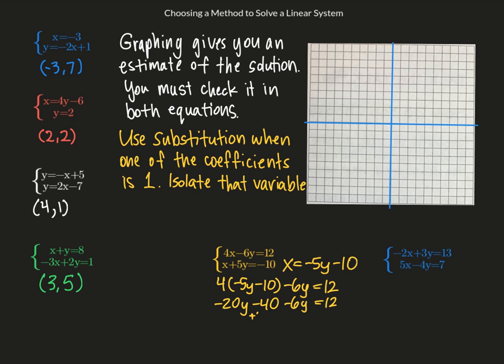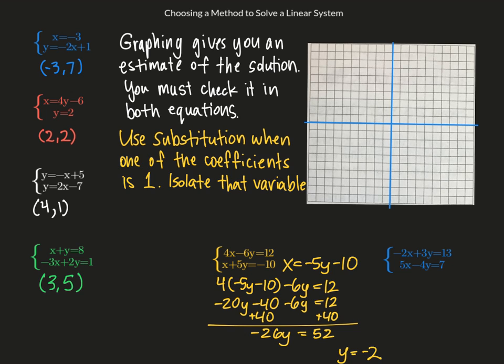I'm going to add 40 to both sides and add my negative 20y and negative 6y to get negative 26y. That's what I'm trying to say. Equals 52. And aren't we glad to see a multiple? I'm out of space down here, but I do want to divide both sides by negative 26. I can't write it there, but y equals negative 2.